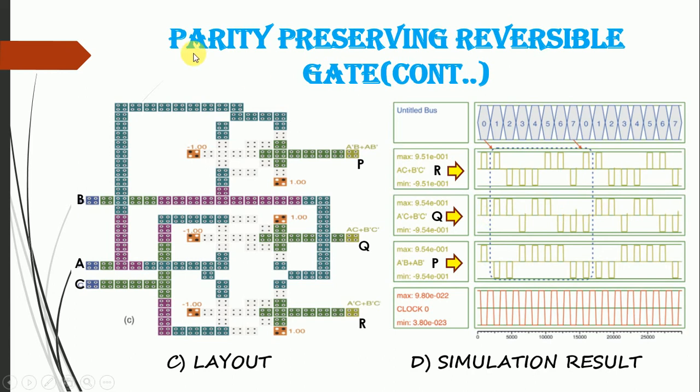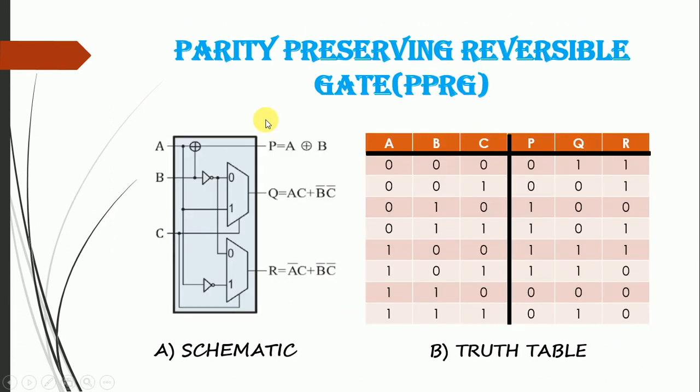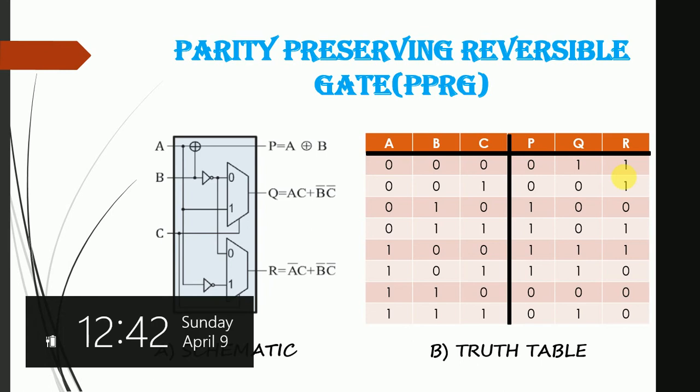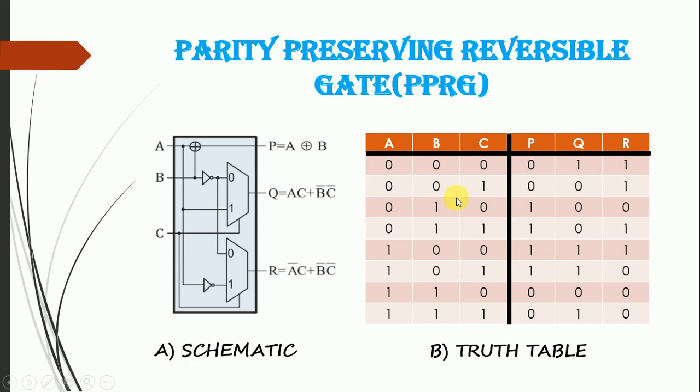And why is it called PPRG, that is, parity preserving reversible gate? Because we can see from here that the parity is preserved between input and output for any input vector. That is, if we have 0, 0, 0 as the input set, then the output is 0, 1, 1.